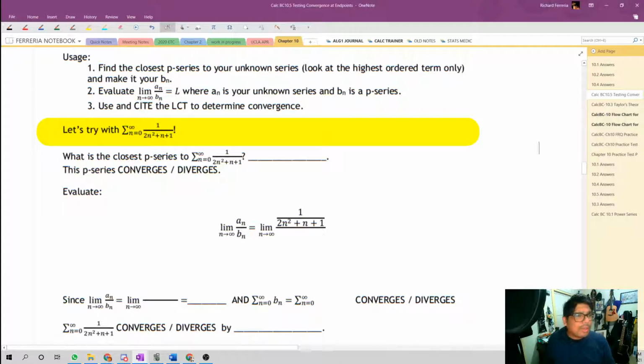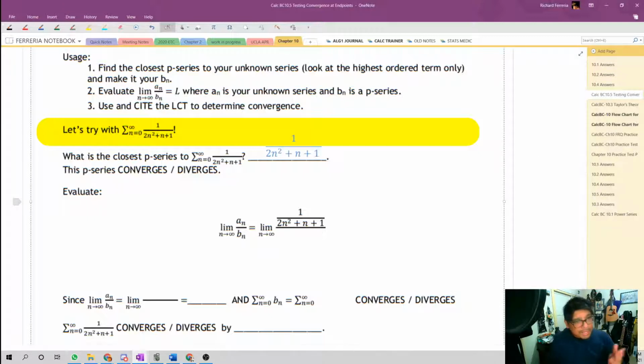So let's start off with 1 over 2n squared plus n plus 1. And we're going to try to find the closest p-series to this general term. So we'll start off with the exact same general term, and then the next thing you want to do is only look at the lead term. So I don't need to look at the plus n and the plus 1. If I had stuff in the numerator, I'd do this exact same thing to the numerator.